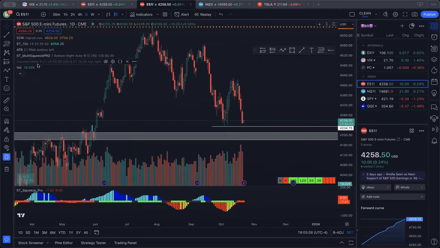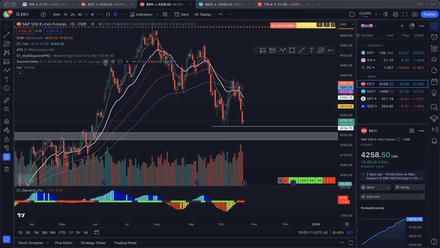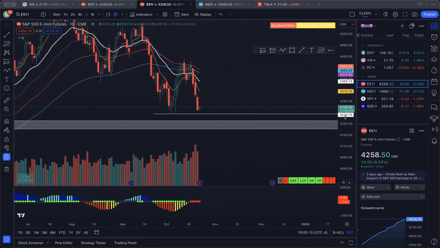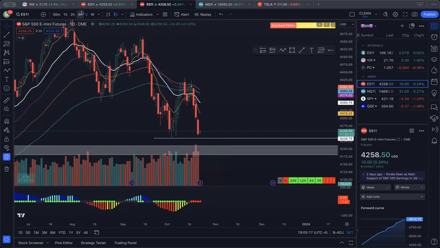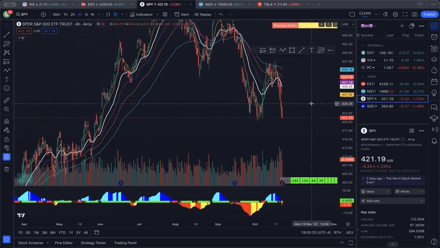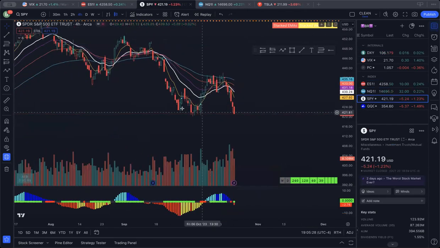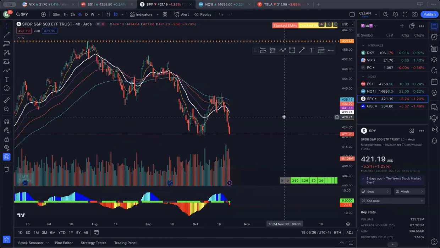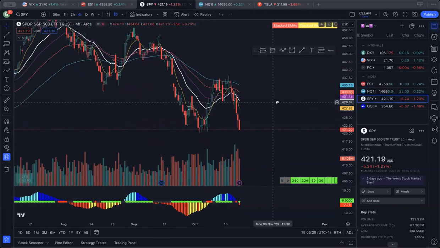Now, if we throw the EMAs on, you can see we've created this new downtrend. If we go to something like SPY here, it might be a little easier to see, but we're just continuing this trend. We tried to hold the uptrend, but we got really sloppy, and now we're creating a downtrend. So that's what we're looking at here.